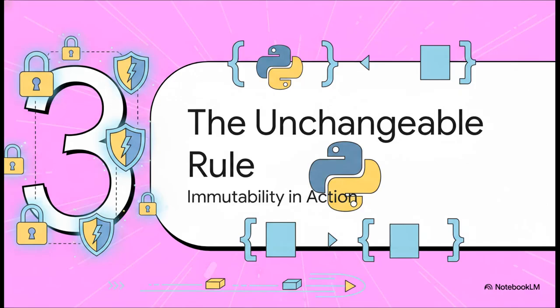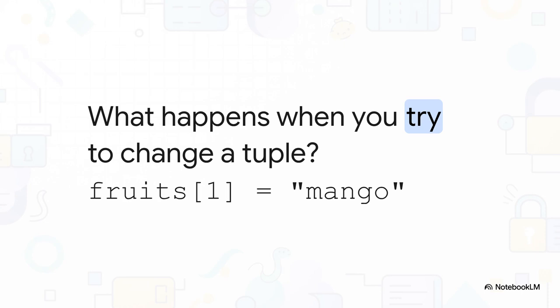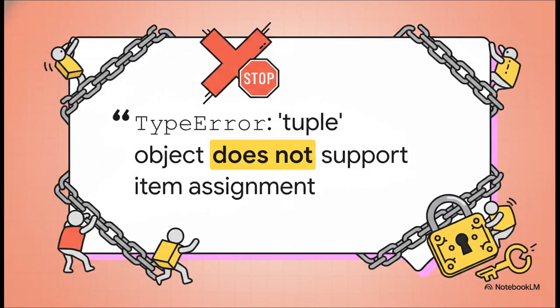All right, let's get to the single most important concept about tuples. This is what truly separates them from lists, and it's what gives them their entire purpose. So what happens if we decide to just ignore the rules? Here we've got our fruits tuple, and we're trying to reassign the item at index 1. We want to swap out banana for mango. What do you think Python is going to do about that? It stops you dead in your tracks. Python throws a type error, and the message couldn't be clearer. You cannot assign a new value to an item in a tuple. The door is locked. That's it.